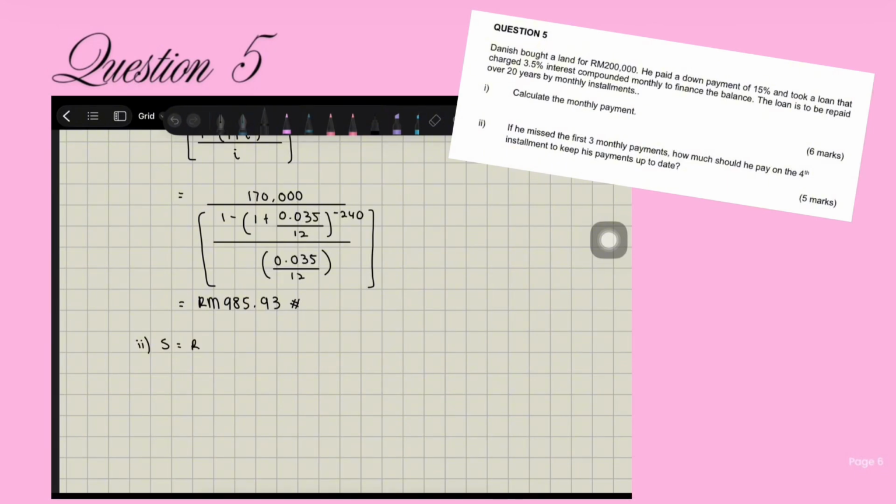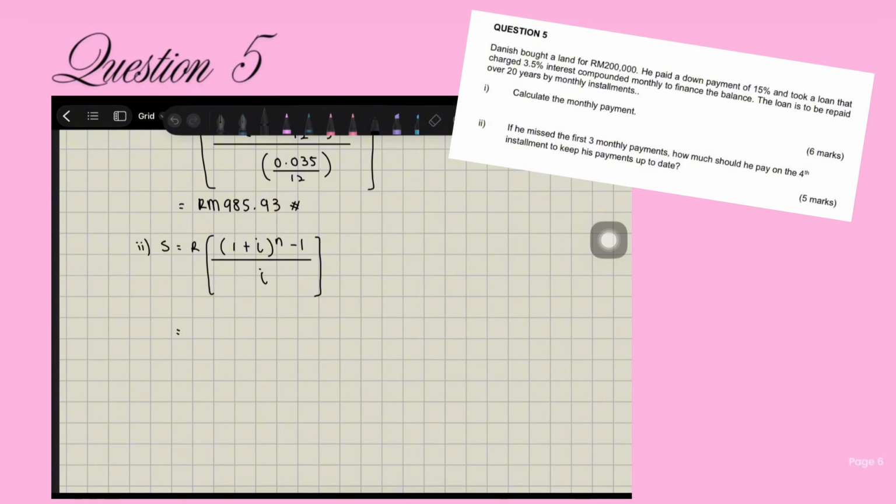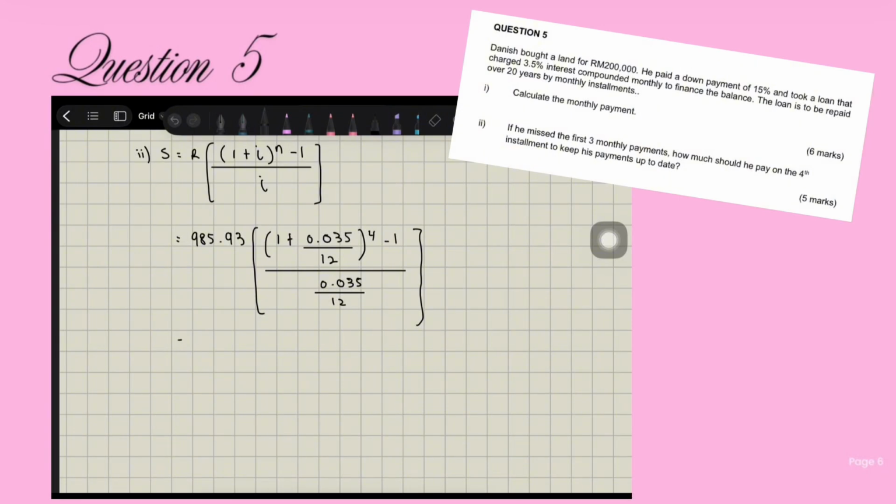Next, question number 2. I use the future value of annuity formula to determine the accumulated amount after 4 years. I substitute R equals 985.93, the monthly interest rate of 3.5% divided by 12, and n equals 4 years. After performing the calculation, the value of S is 3,961. Therefore, the accumulated amount after 4 years is 390.61.